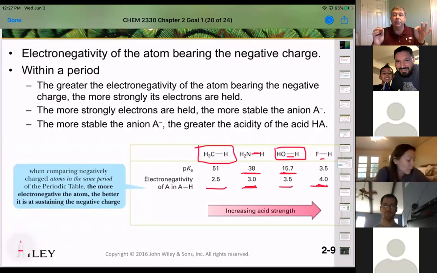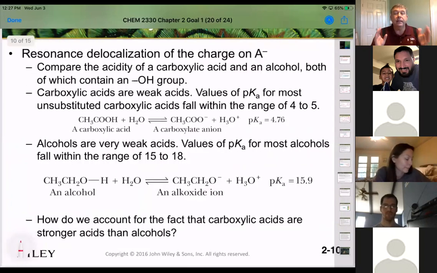So this is showing us that electronegativity of the atom the hydrogen is on controls the acid strength, okay? The next thing is the delocalization.